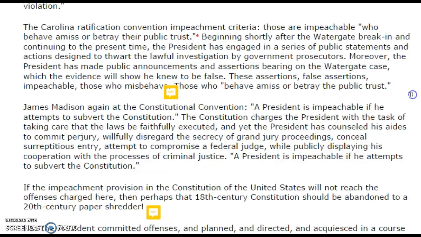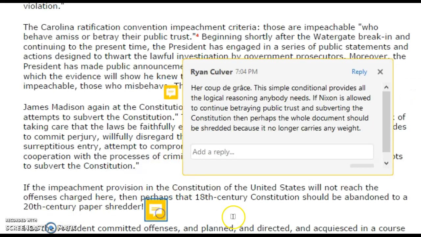It builds and builds and builds to this coup de grace down here at the bottom, where she says if the impeachment provision in the Constitution of the United States will not reach the offenses charged here, then perhaps the 18th century Constitution should be abandoned to a 20th century paper shredder.